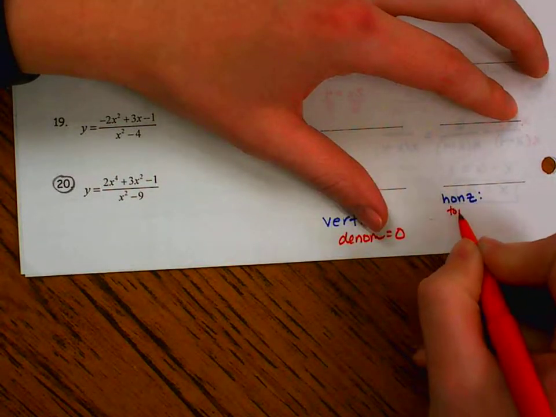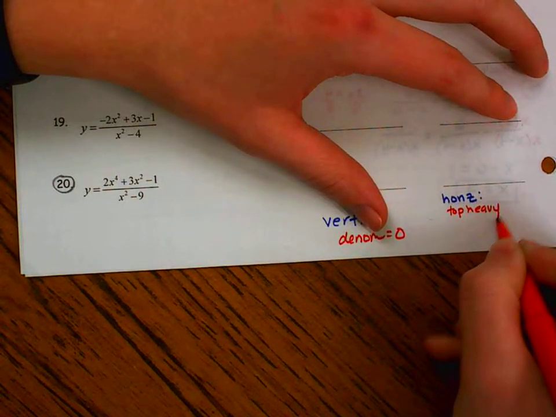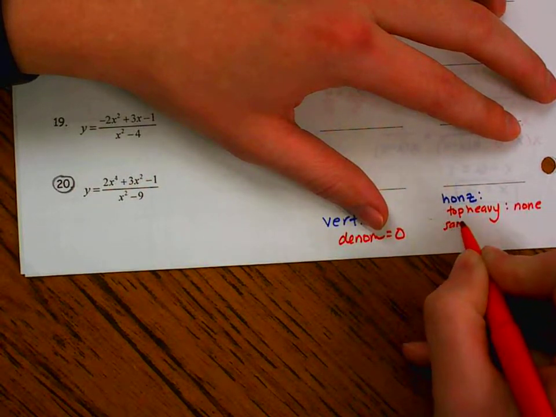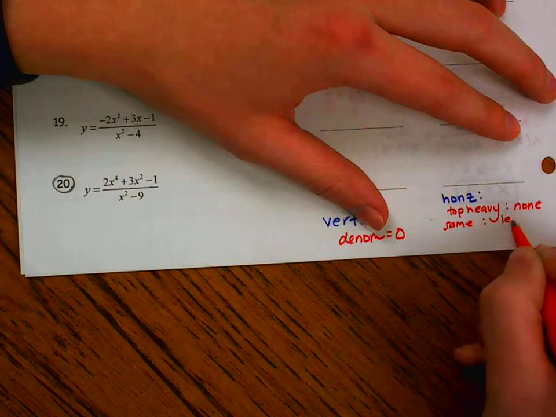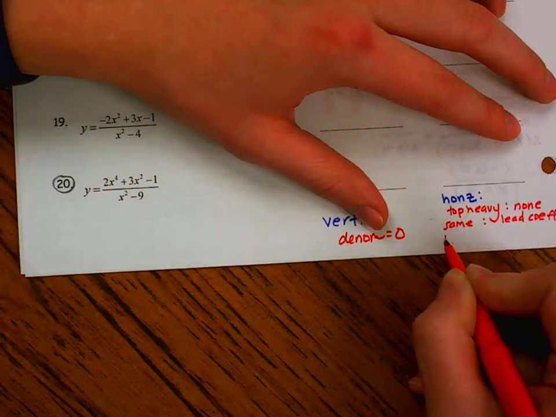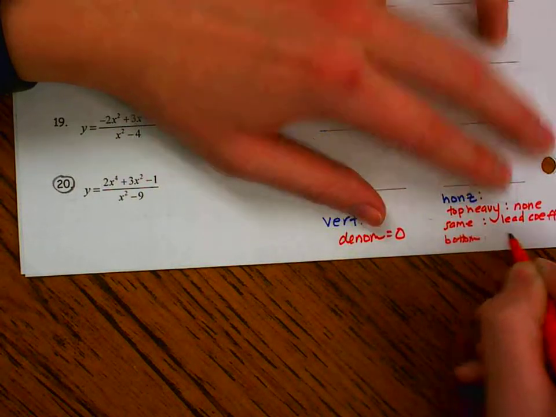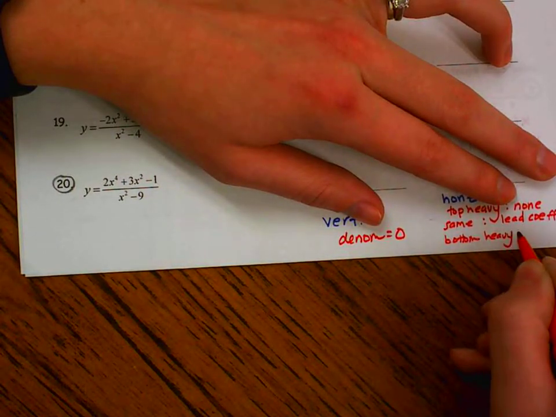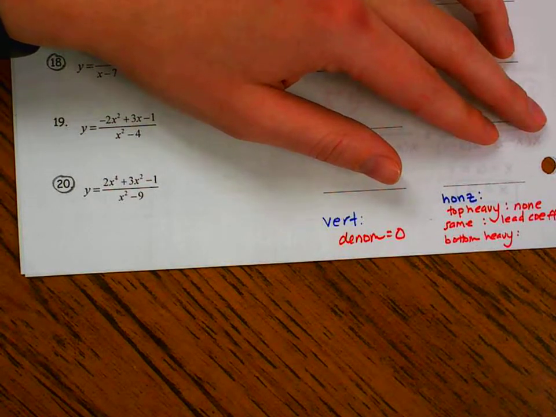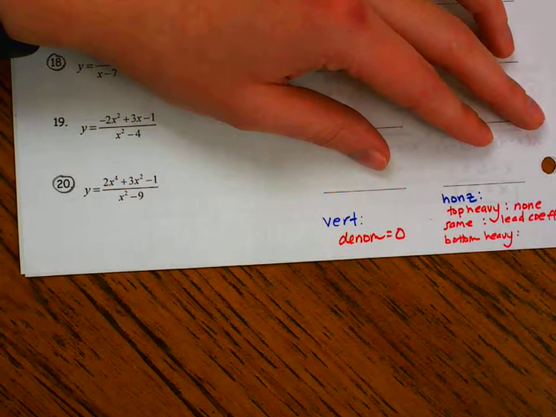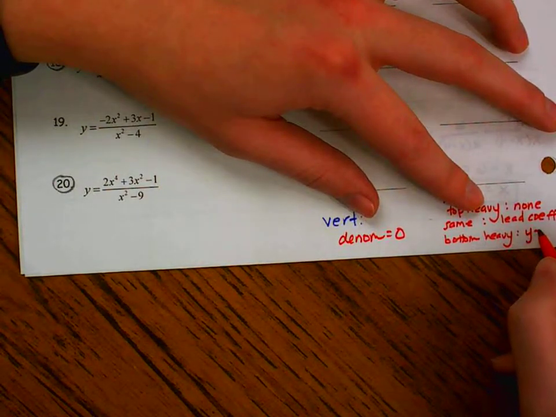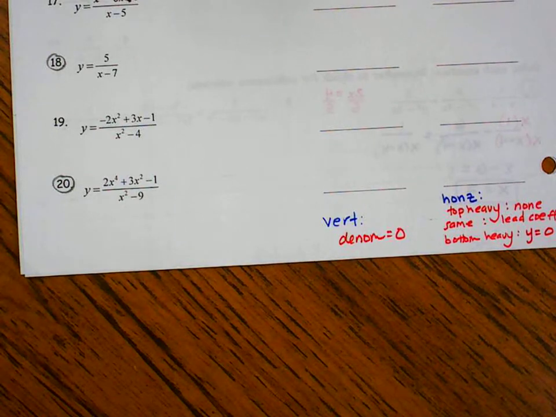When it's top heavy, so the degree on the top is greater, there's none. When it's the same, we do the leading coefficients over the leading coefficients. And when it's bottom heavy, so we talked about in class how if the fraction's heavy on the bottom, maybe it's like 1 over a million, so the million's heavy on the bottom. If I gave you a millionth of a cake, you wouldn't be very happy because it's practically nothing. So when it's bottom heavy, it's y equals 0.